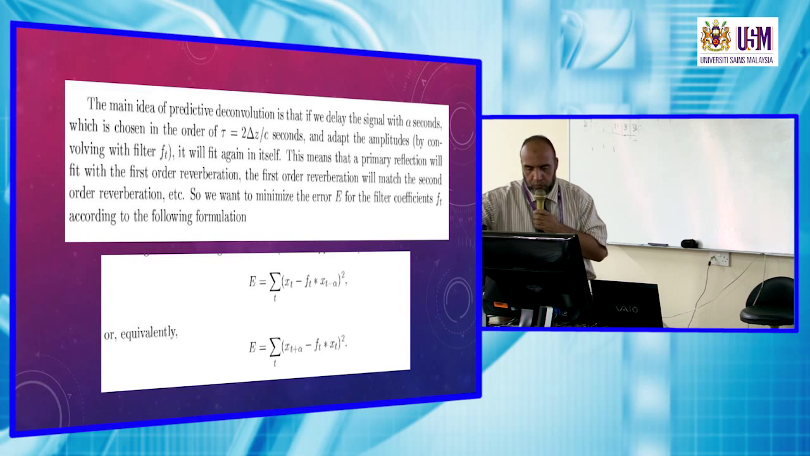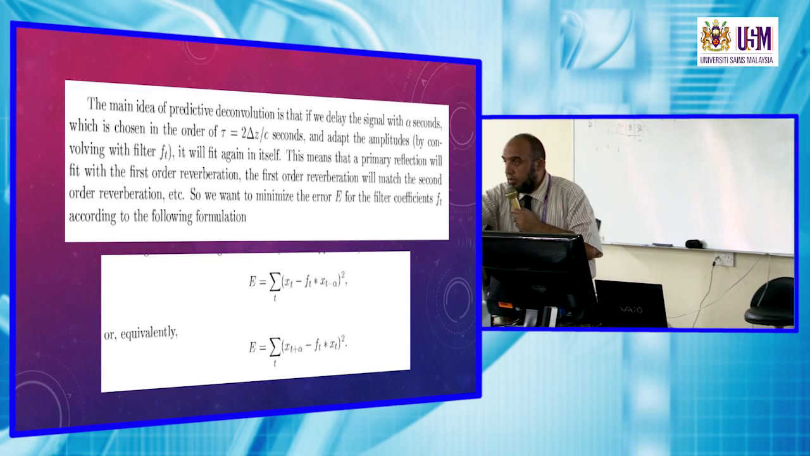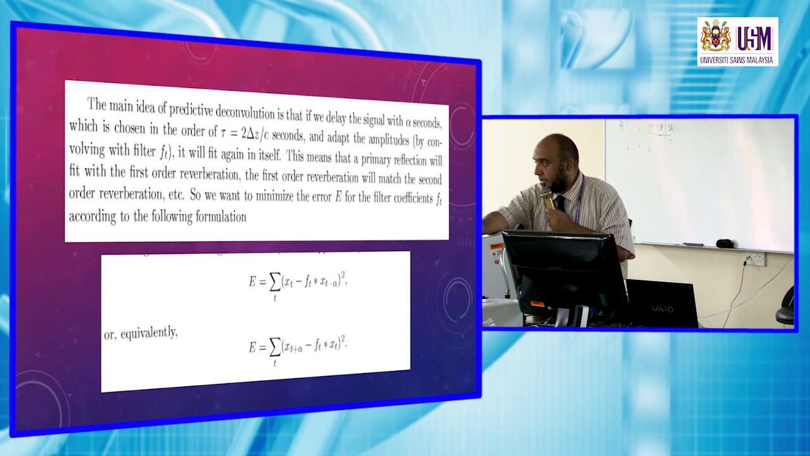Now from the figure, we understand that the signal repeats itself at a certain time lag, but with different phase. So we can think of a filter in terms of autocorrelation in order to remove such multiple effects using a certain time lag. The main idea of predictive deconvolution is that we delay the signal by alpha seconds, where alpha represents the delay between the multiple phases arriving at the geophones, and adapt the amplitudes.